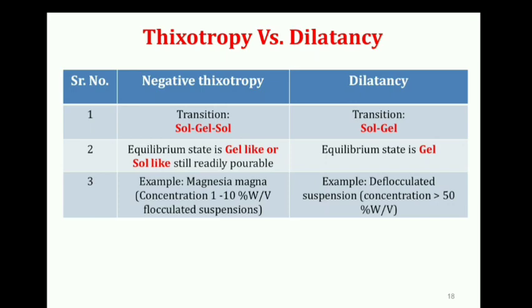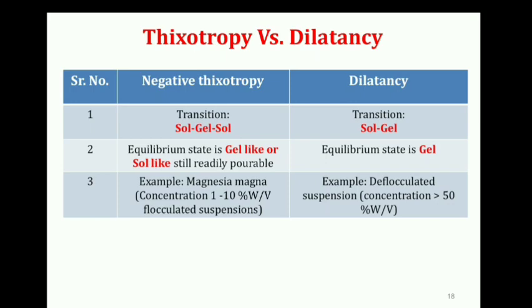The difference is given. First, in case of transition, negative thixotropy is sol, gel, sol, and in case of dilatancy, it is from sol to gel. At the equilibrium state, negative thixotropy is gel-like or sol-like, still pourable. Although at the equilibrium state it is converted from sol state to gel state, the consistency increases, but still the material is pourable. And in case of dilatancy, the equilibrium state is completely a gel, a highly viscous material.